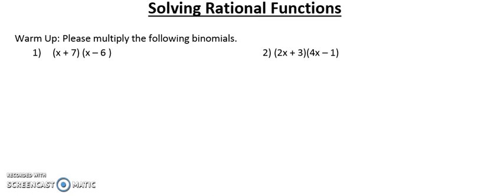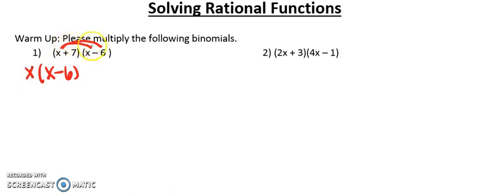Today we're going to be solving rational functions, okay? But the first thing we want to do is make sure we can multiply, because if we can't multiply, this is not going to go well. So here you've got two terms trying to multiply into this. What you want to do is take the x and multiply it times both terms. So that would be x times x minus 6.